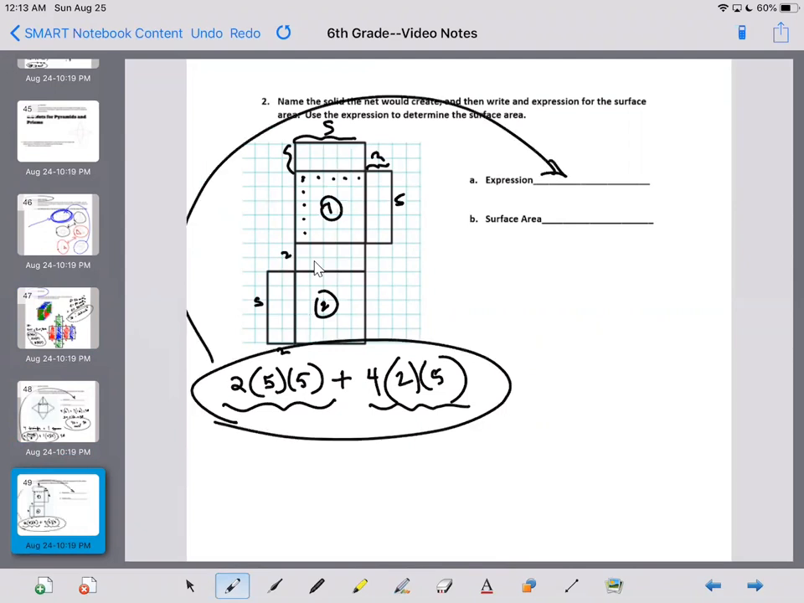And in order to find our surface area, 5 times 5 is 25, double it, I get 50 for the 2 big squares. And then 2 times 5 is 10 times 4, so I get 40. So my surface area would be 90 square units.